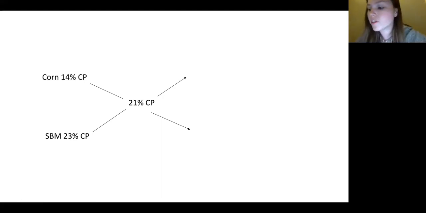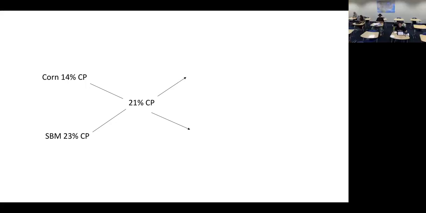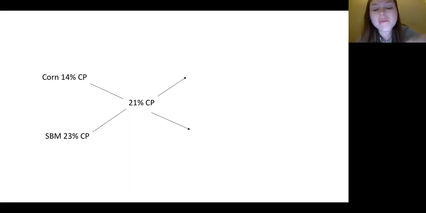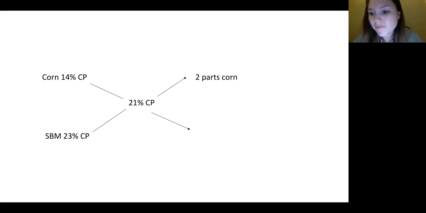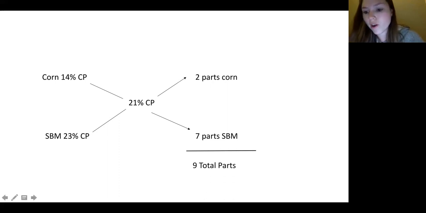So how much corn did you end up getting, Alberta, if you want to answer that one? 2 parts. Oh, 2, yeah. Okay. Keysville, how many parts of soybean meal do you need? I think I heard someone say something, but you might have to be a little louder. Is it 7? 7, yes, exactly. Good job. So then that would bring your total to 9 total parts.